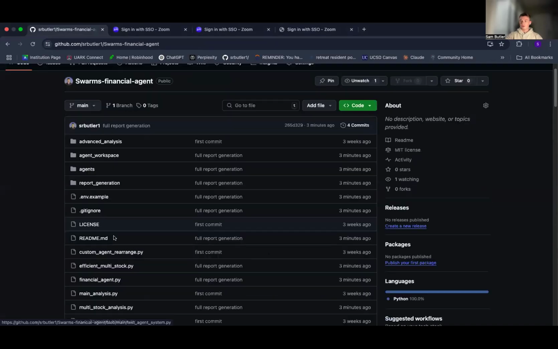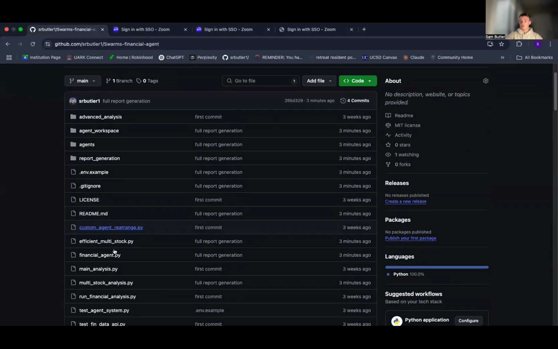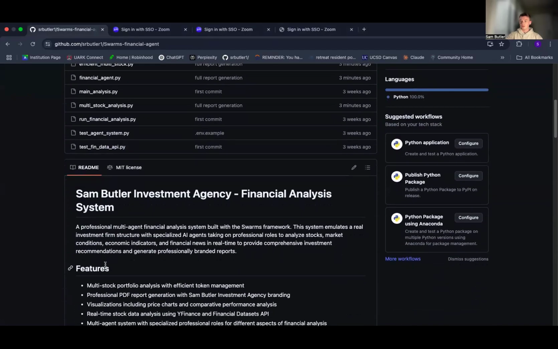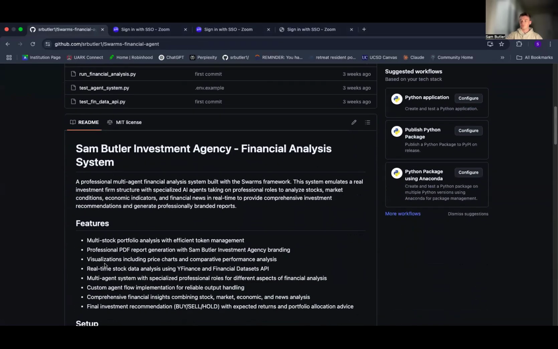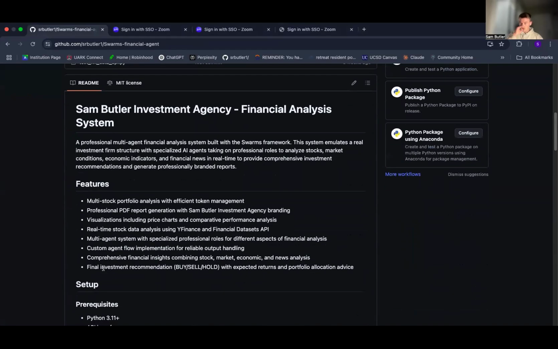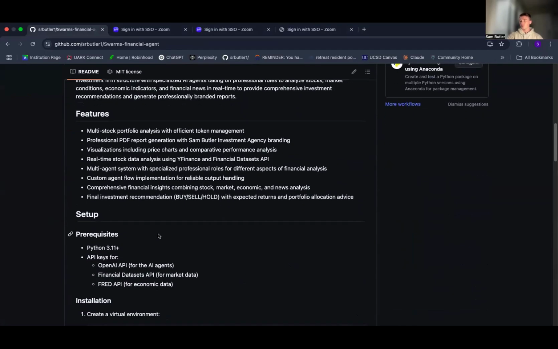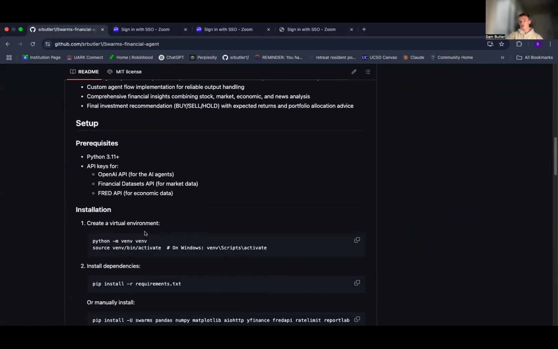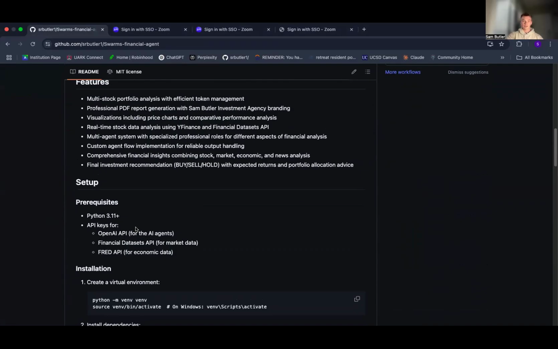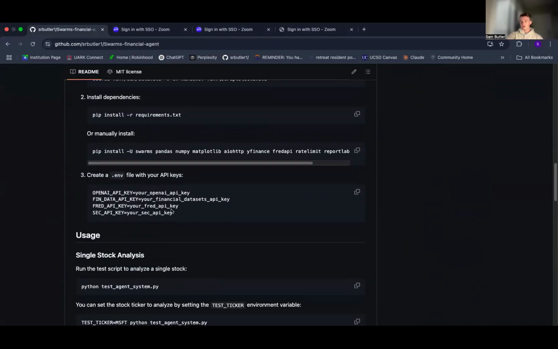So I have my Swarms financial agent here. I'm calling it the Sam Butler Investment Agency, but essentially, in a micro packaged level, it is supposed to simulate what kind of reports an investment team may be generating on specific stocks or a specific portfolio, using some agentic analysts.